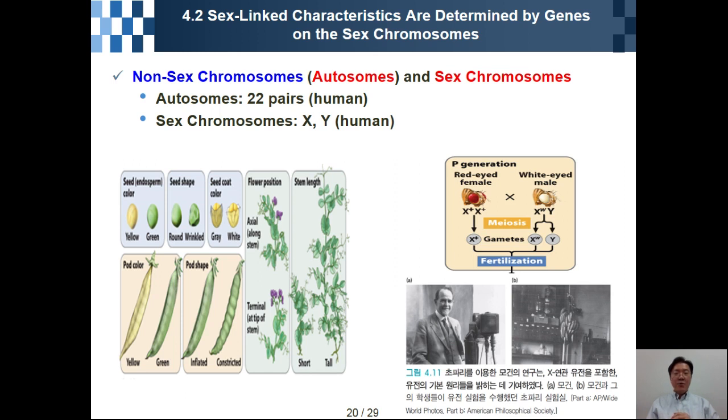So what kind of genes are located in the autosomes? There are a lot of genes located in the autosomes. But how about Mendel's genes, which encode seed color, seed shape, seed coat color, and also pod shape, pod color, and stem length? All of these genes are located in the autosomes, the non-sex chromosomes.